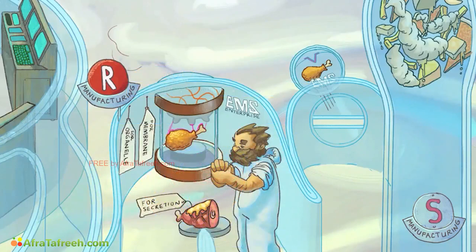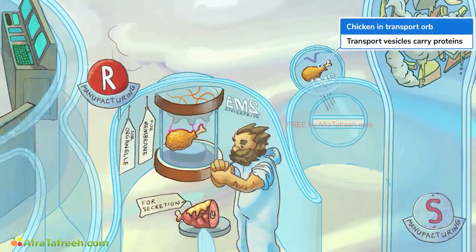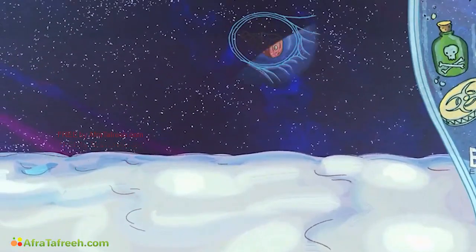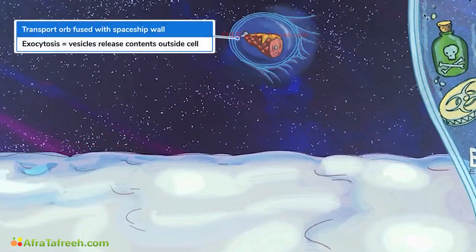So, what do these lipidy little blebs transport? Well, one thing they do is they shuttle proteins, or chicken legs and hams, from the rough ER to other parts of the endomembrane system, such as the Golgi apparatus. See this orb merging with the spaceship's wall and releasing a ham out into the great wide beyond?